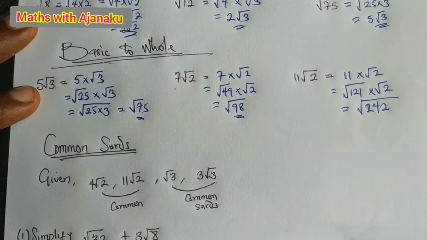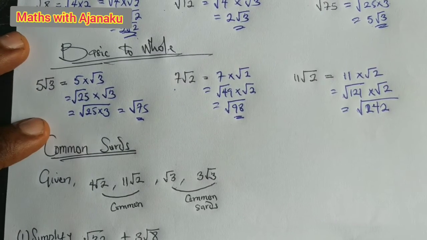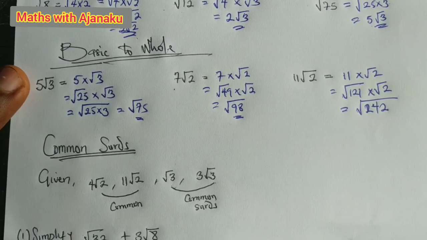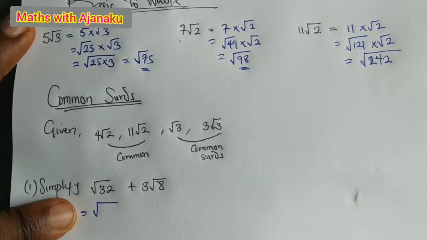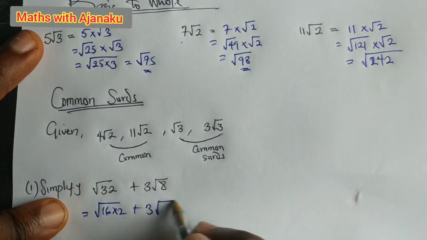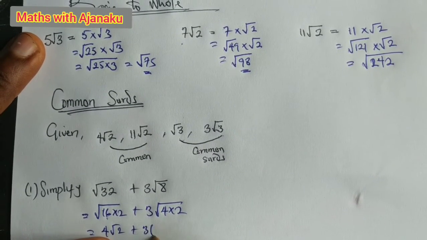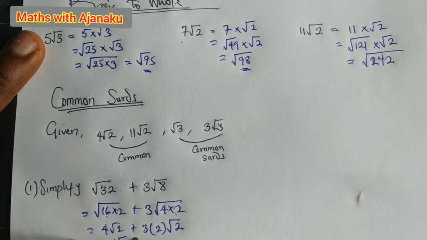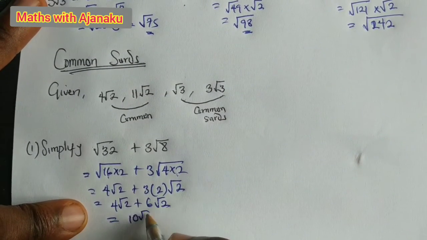So the idea of common surds makes it easier for us to perform addition and subtraction, even multiplication on surds. For instance, supposing you are given root 32 plus 3 root 8. The first thing you have to do is put them in their basic form. By so doing, this will give me root 16 times 2 plus 3, I can have 4 here too, that's 4 times 2. When I simplify, this will give me 4 root 2 plus 3 times 2, the remaining root 2 here, then drop it down. Now, further simplification, this will give me 4 root 2 plus 6 root 2.